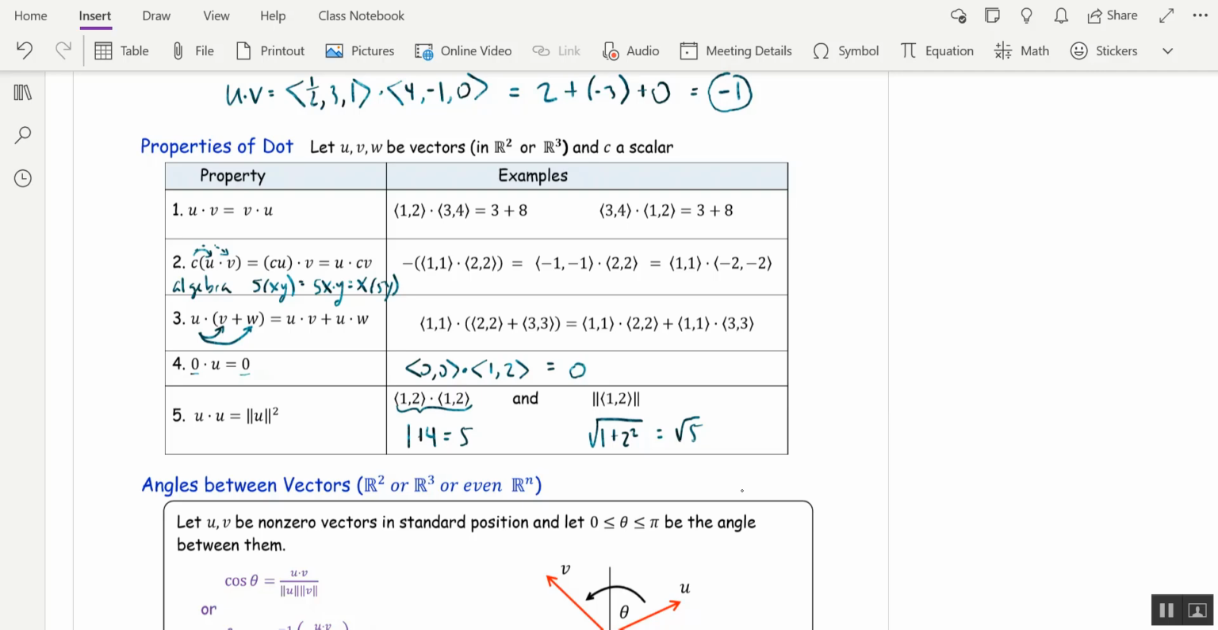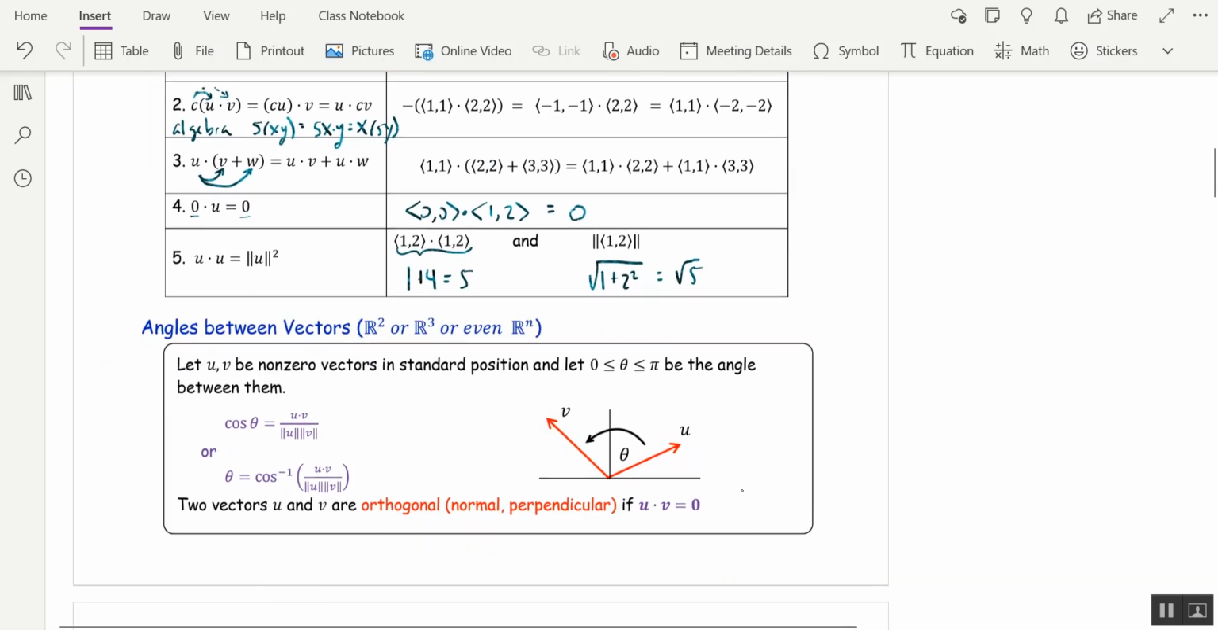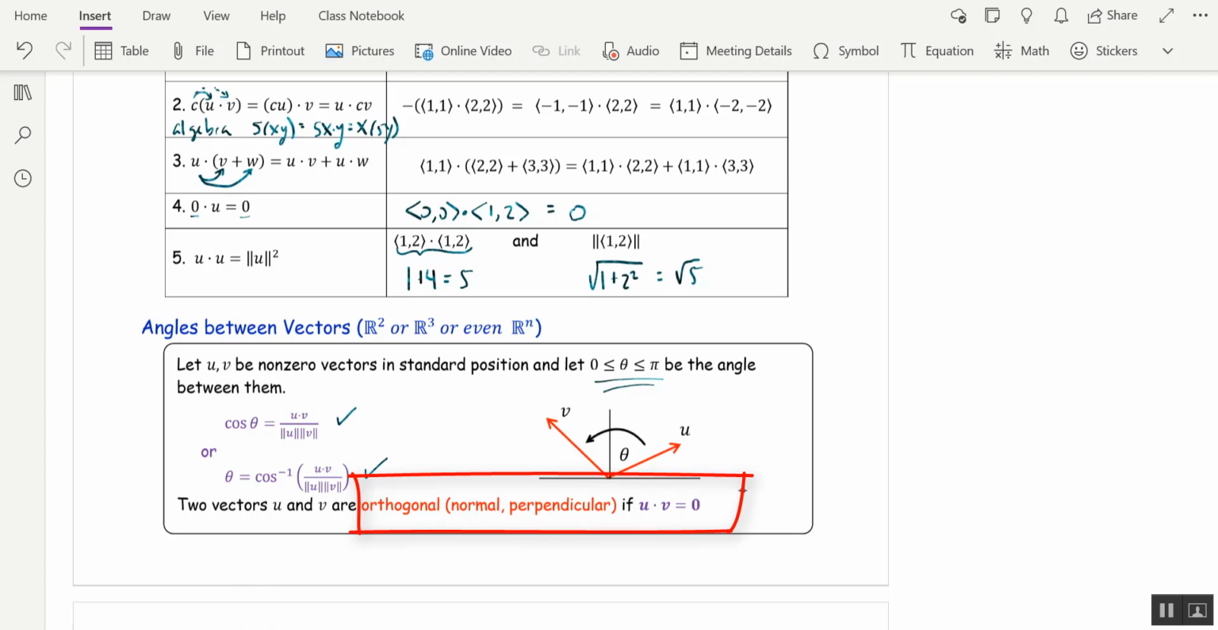All right, last thing on this page, angles between vectors. There are two formulas. Cosine theta is u dot v over length of u, length of v, and that just solves for the cosine, or you can actually go all the way and solve for theta by taking cosine inverse of both sides. And cosine inverse always returns an angle between 0 and pi, and that will be the angle that you seek. And a super important definition, two vectors are orthogonal if their dot product is 0. And another word for that is perpendicular.